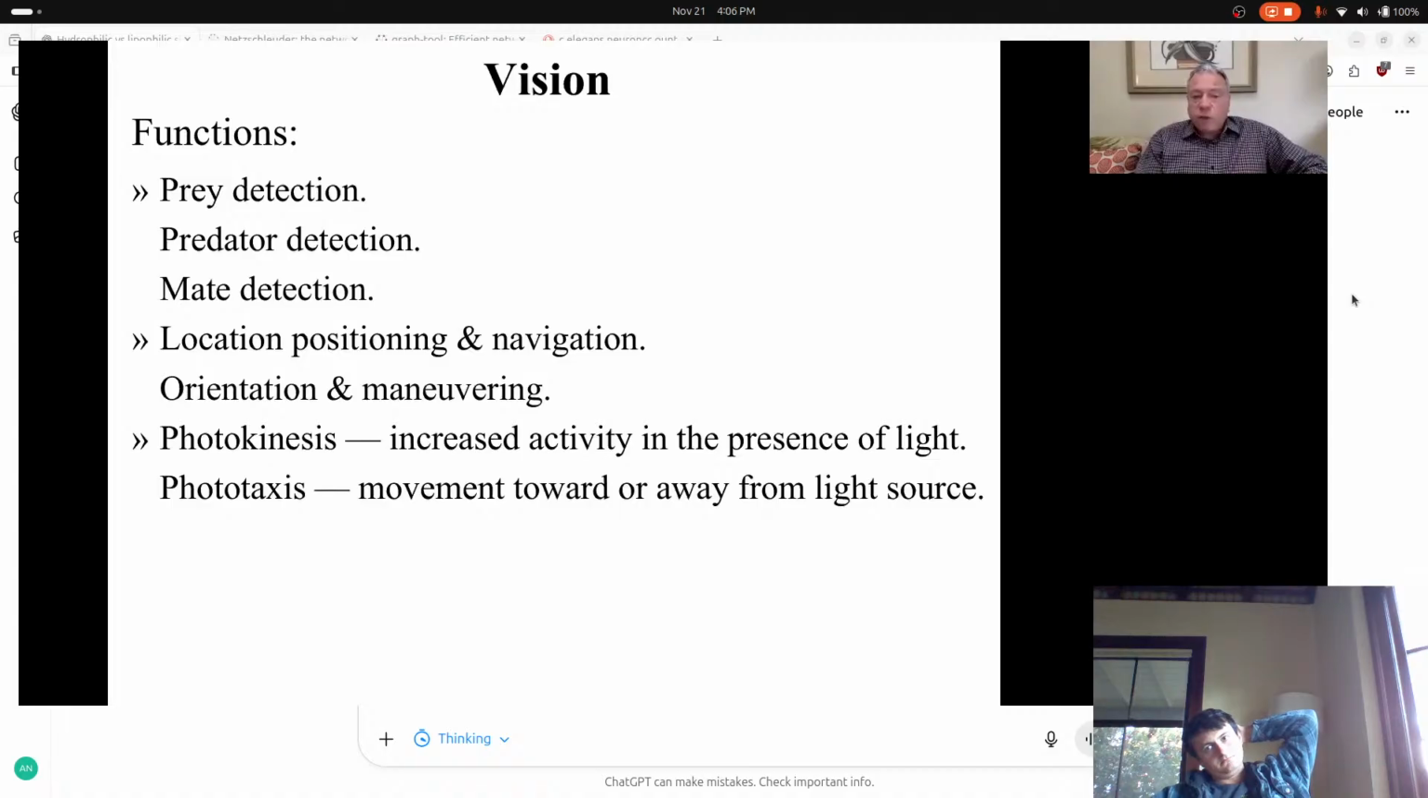Or phototaxis, where you actually are moving towards the light or away from the light. So now your movement is directed. So obviously you need to be able to detect light to be able to have these sorts of behaviors.